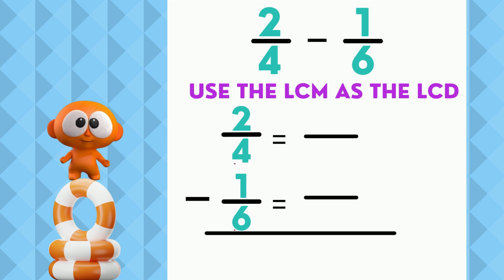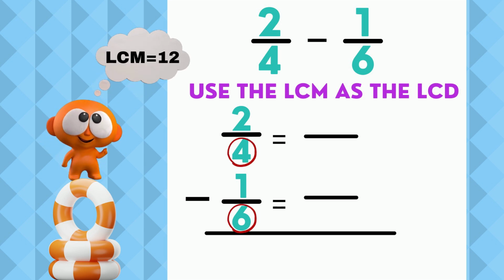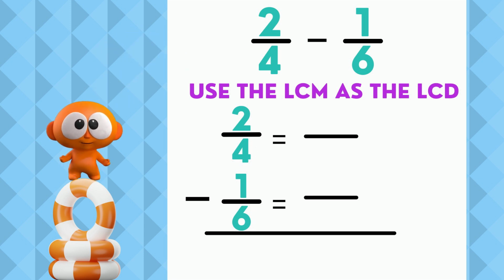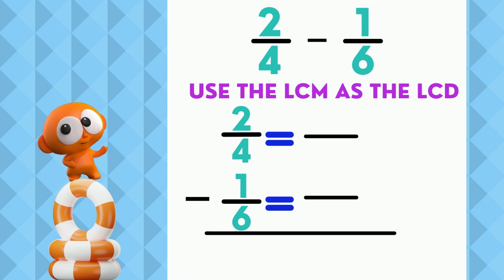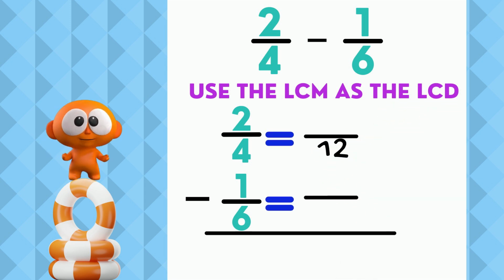When we list out the multiples of 4 and 6, we see that 12 is the least common multiple, or the LCM. So we must change both fractions into twelfths.